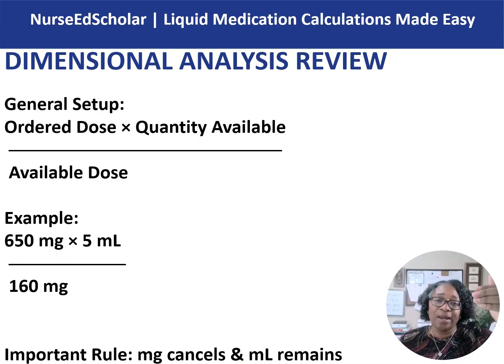So 650 milligrams divided by the 160 milligrams. Now, that 160 milligrams is available in a 5 milliliter dose. So you will divide 650 milligrams by 160 milligrams and then multiply that number by the dose that's available. So 160 milligrams is per 5 milliliters. And with that, the milligrams are going to cancel out and it's going to leave you with the amount that you would be giving your patients in milliliters.